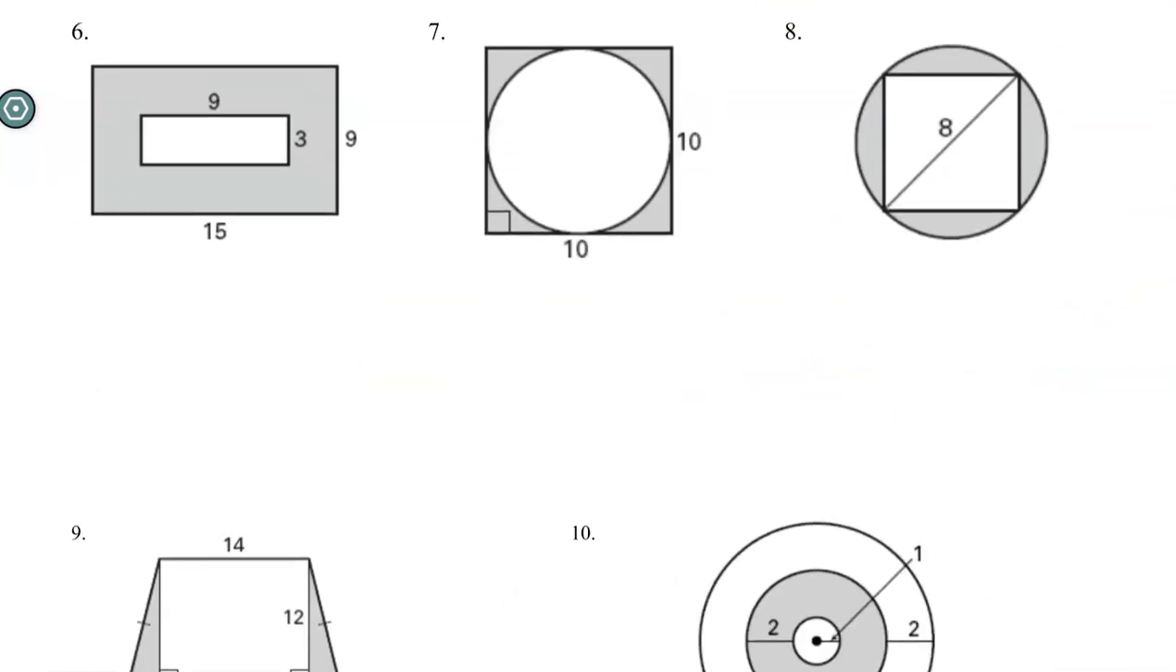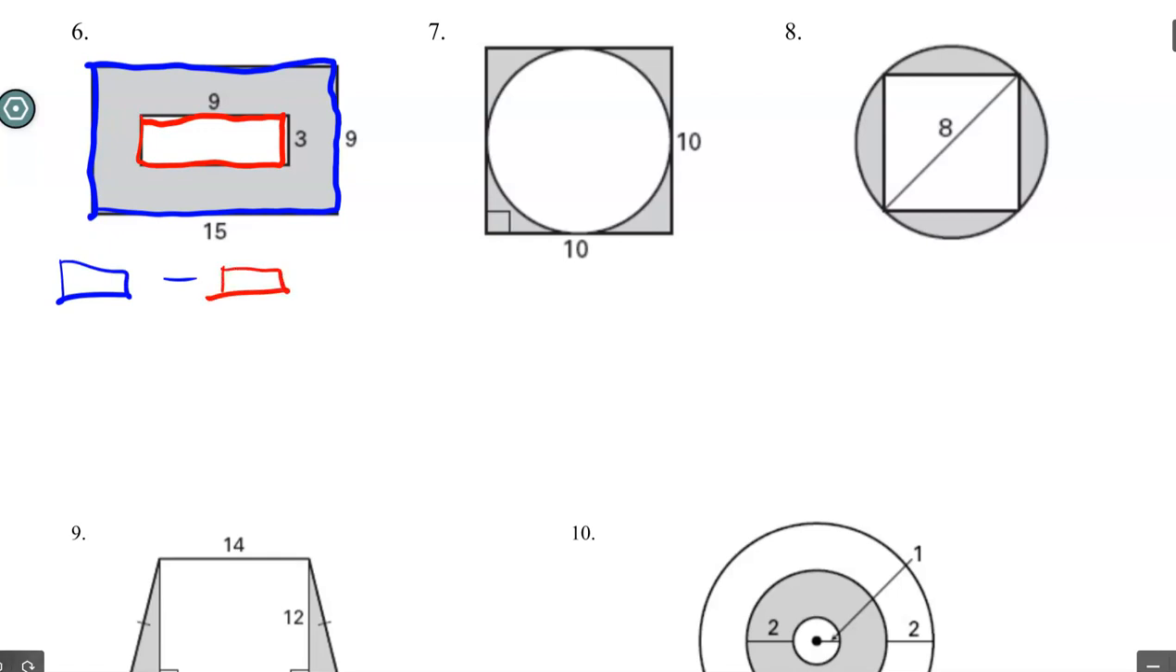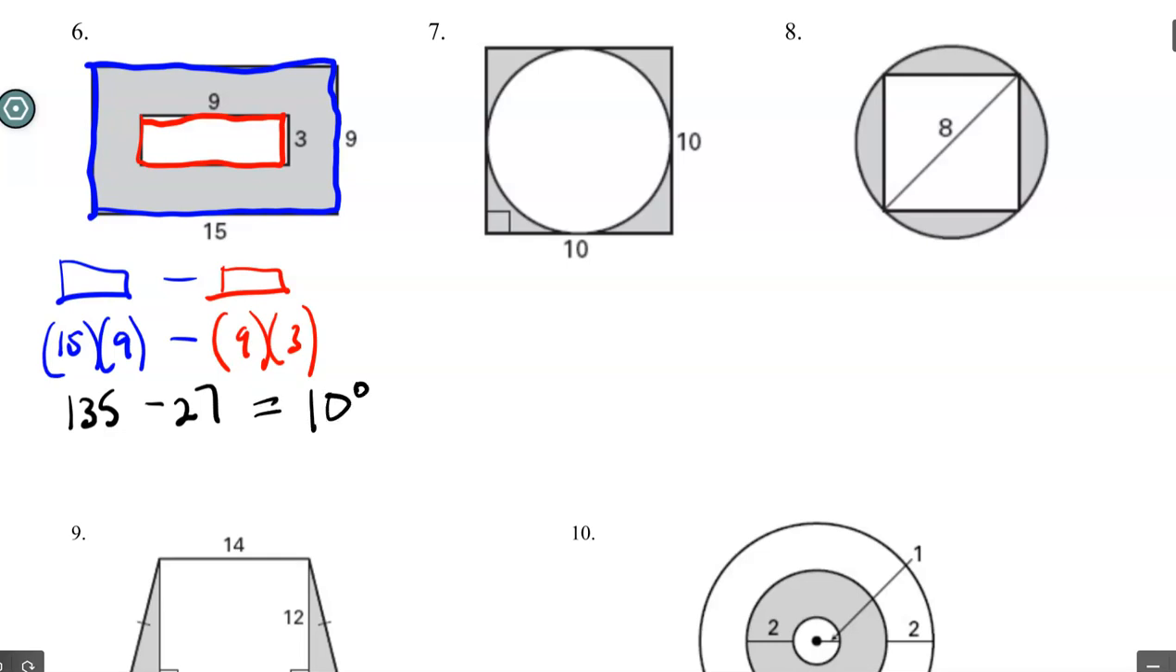Number 6. This one looks pretty straightforward and friendly with shapes. Basically, we're going to do the blue rectangle, which would be too big. That would be everything. But then we need to cut out this red rectangle. So we're going to do blue minus red. The blue is 15 by 9, and the red one is 9 by 3. That gives us 90 and 45, 135. Take away 27, leaves us with 108.